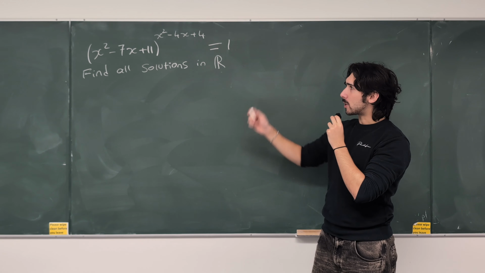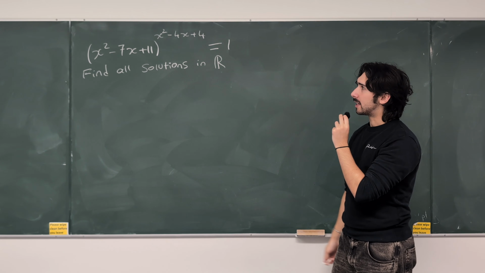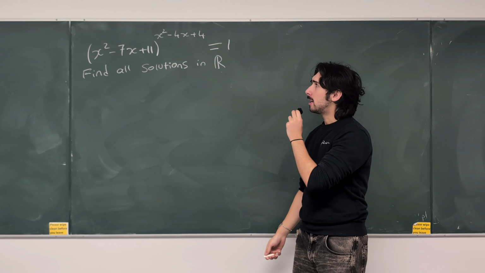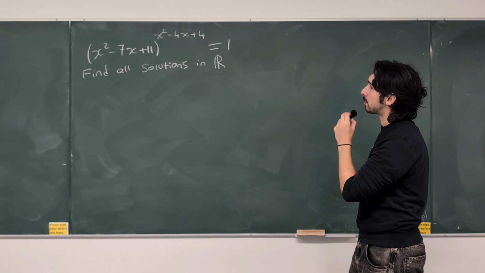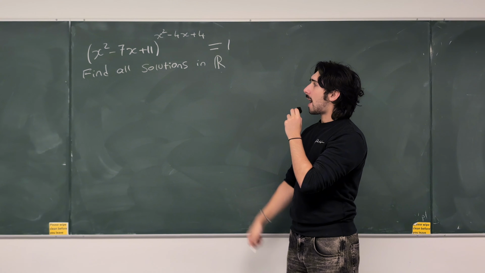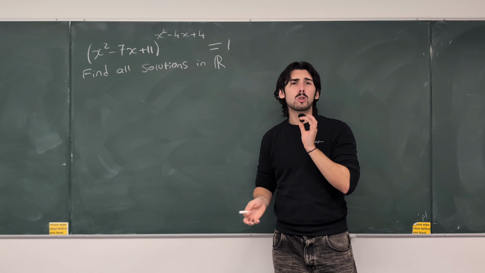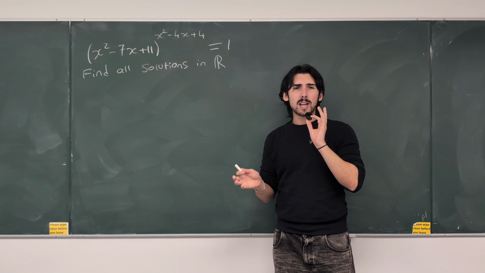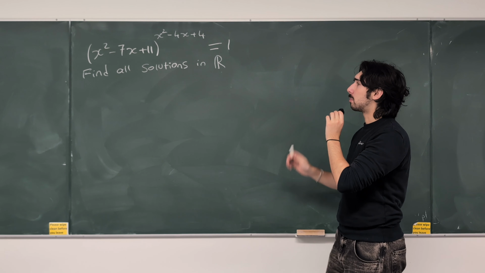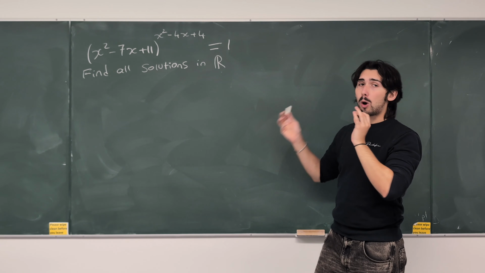In this one we've got a quadratic to the power of a quadratic. X squared minus 7x plus 11 to the power of x squared minus 4x plus 4 equals 1. And the question is to find all solutions to this equation in R. That just means the real numbers. We don't want any weird complex numbers, just the real ones please. And it's equal to 1. What are we going to do?